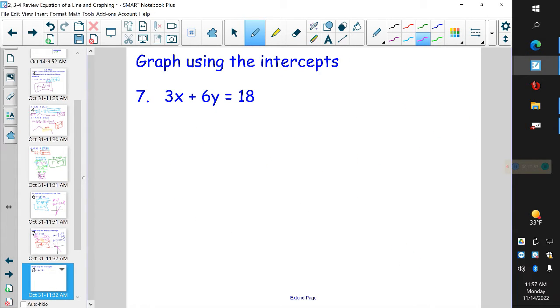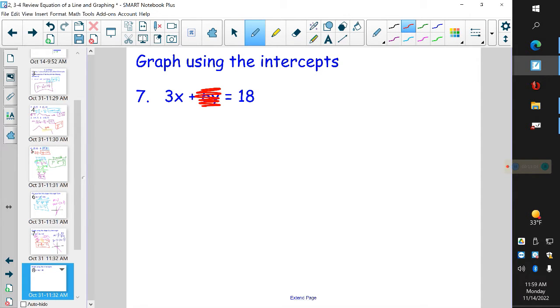Okay? Go. Graph using the intercepts. What is the difference between the two sets of instructions right now? RJ? Last time you solved for y. This time it was the covering up that we did. I crossed off the one letter and I found x. I crossed off the other letter and I found y.